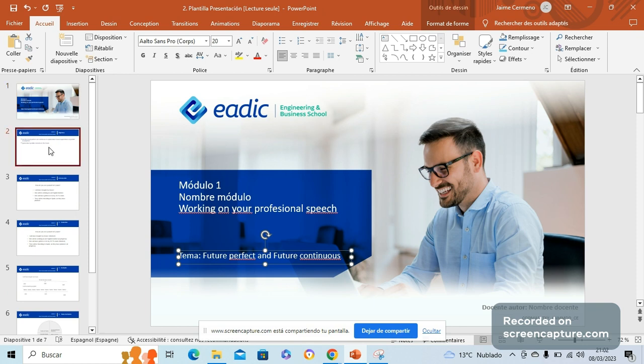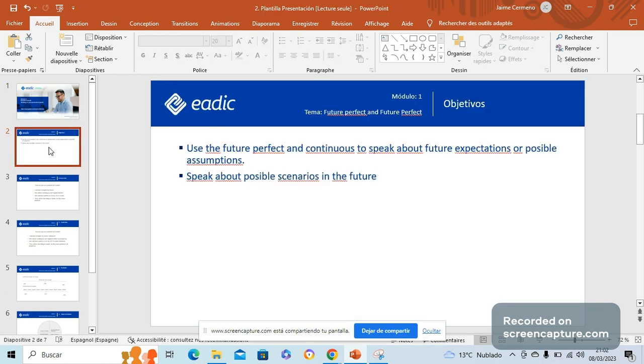So the objectives. The first objective is going to be to use the future perfect and continuous to speak about future expectations or possible assumptions. And also we have to speak about possible scenarios in the future. Both are going to be the objectives that we have for today's class. And we're going to try to understand with these examples.